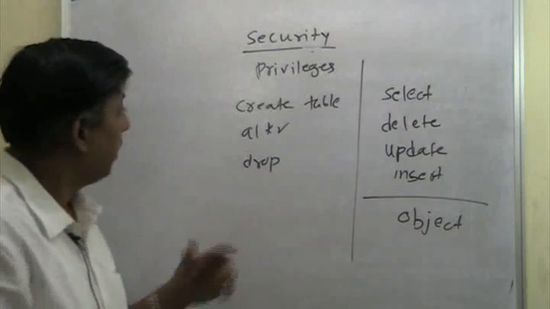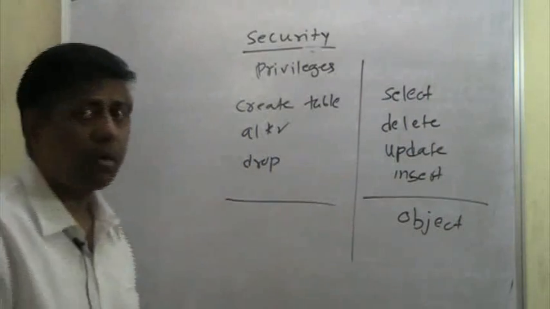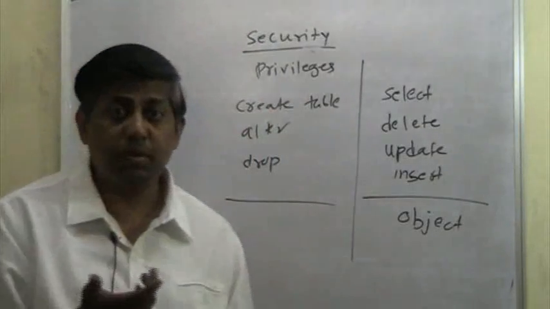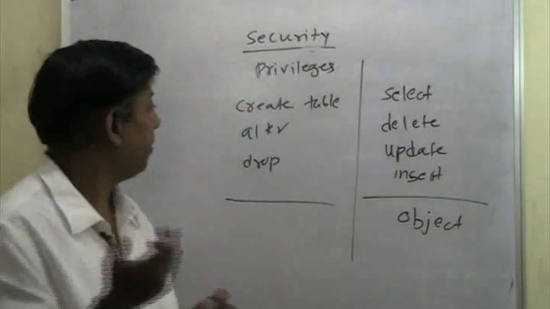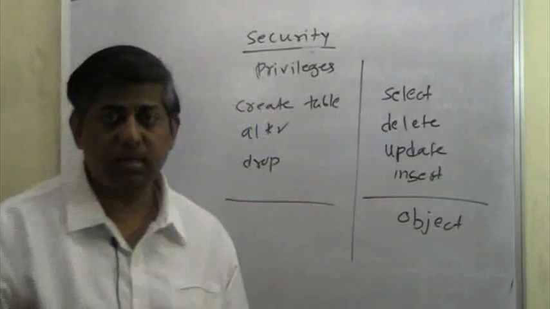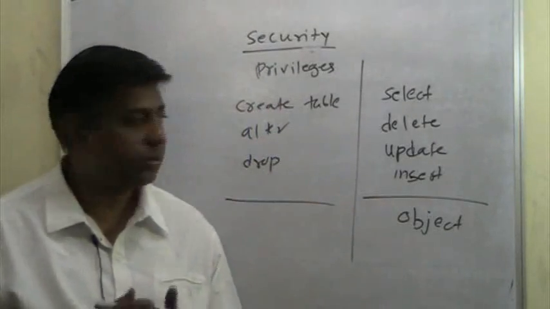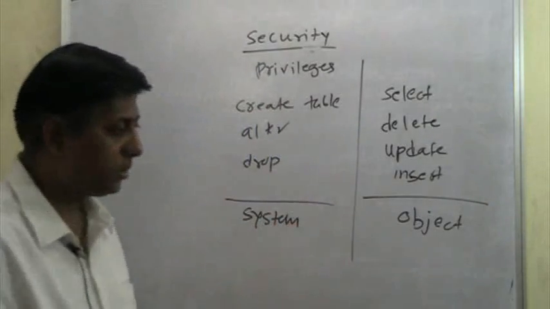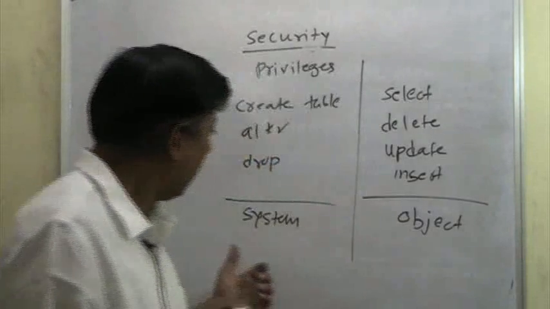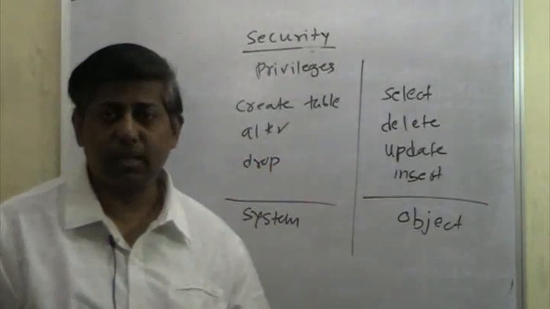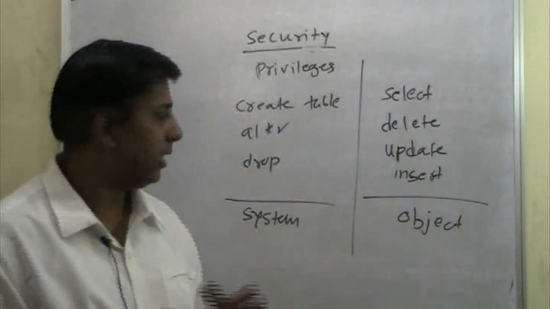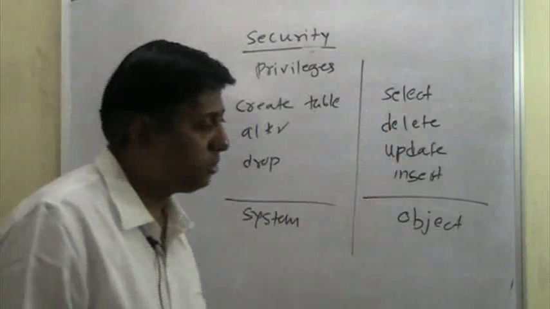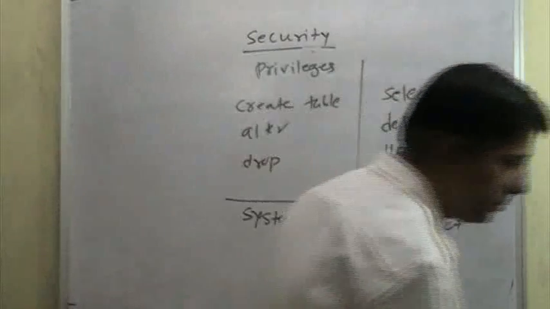On the other hand, these privileges are not dependent on a specific object. It's a privilege to just say create table. Which table, we don't know. It's a privilege to alter table. So these are called system privileges. These are the only 2 types of privileges that you will see in Oracle: object level privileges and system level privileges. So we'll talk about the object level privileges first.